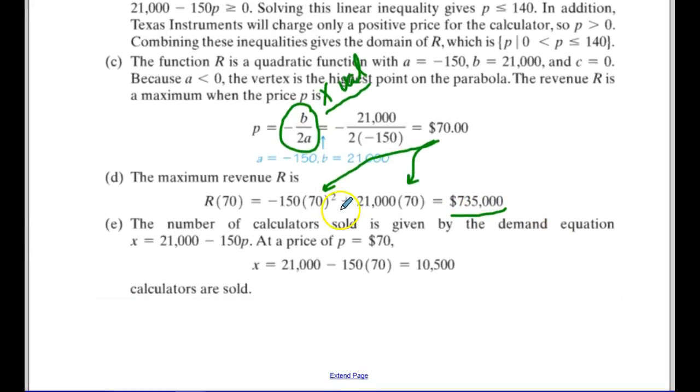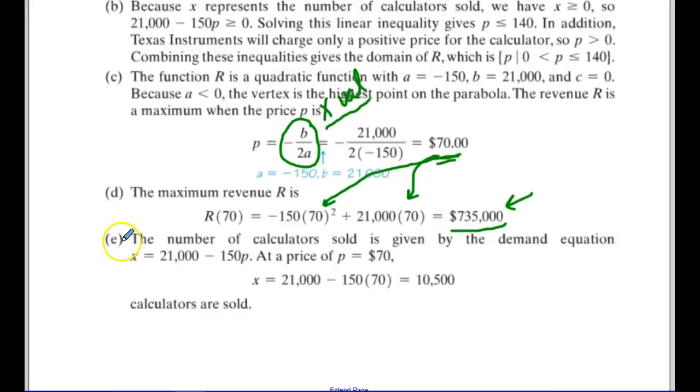So keep an eye on that, because sometimes the question asks, what is the maximum revenue? You can't just stop here because that's not my revenue. You have to go here because this is how we find revenue. So in part E, we were asked, well, if this price is $70, how many calculators are sold? So that's where I go back to my original calculator equation. So my X equals 21,000 minus 150P. Well, I plug in my P because I figured out that needed to be $70, and I see that we sell 10,500 calculators if we sell them for the price of $70.